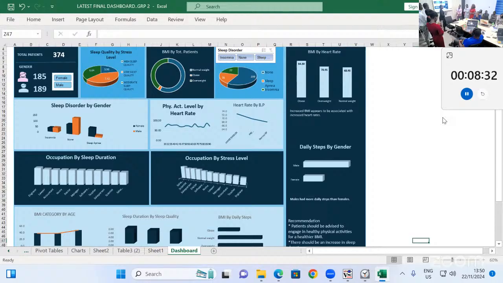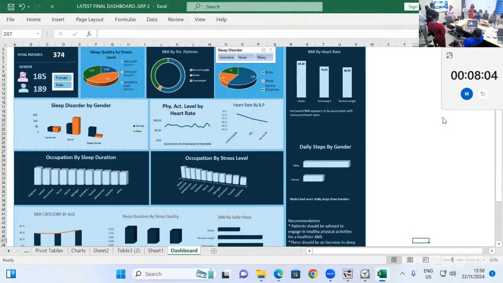Thank you very much. So can your stress level affect the duration you sleep? And are there certain professions that are more exposed to stress? Now we'll answer that question with our data. This is a column chart that illustrates occupation by sleep duration, and then this is another that demonstrates occupation by stress level.